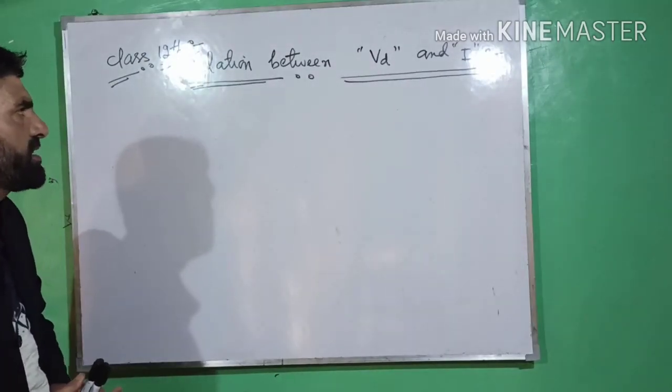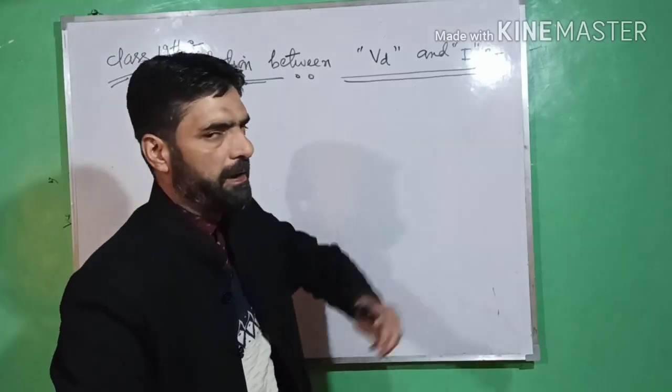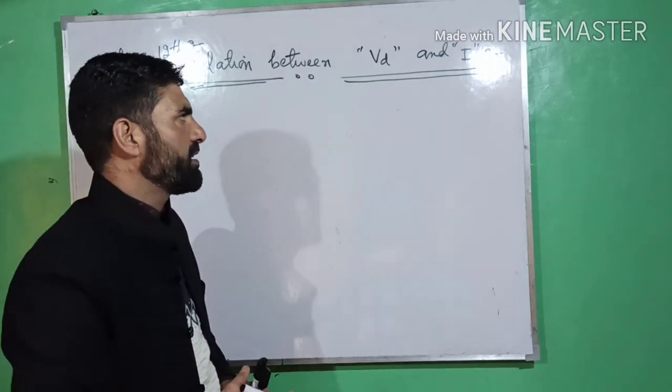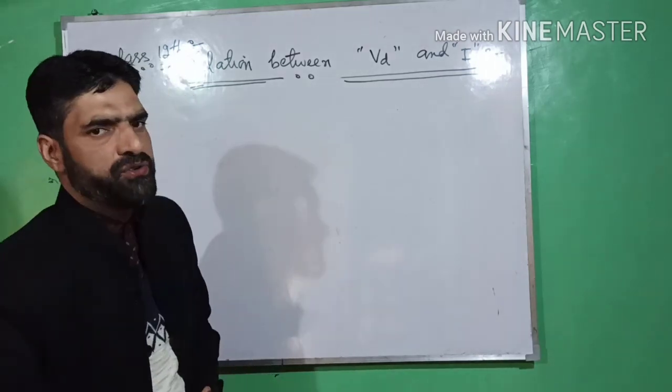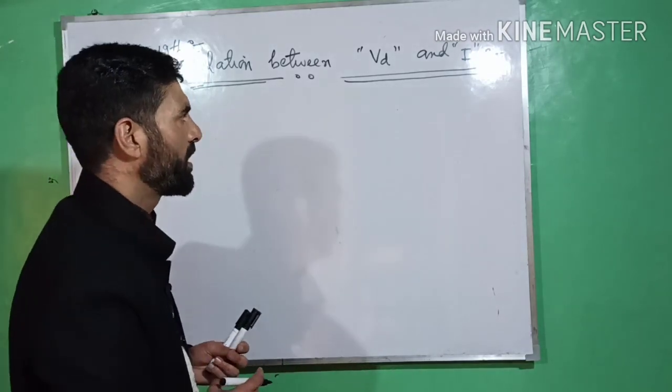Today I am going to take a lecture of class 12th, and that lecture is related to the relationship between drift velocity of electrons and electric current. That question is very important, and I hope you enjoy it because it is very simple.